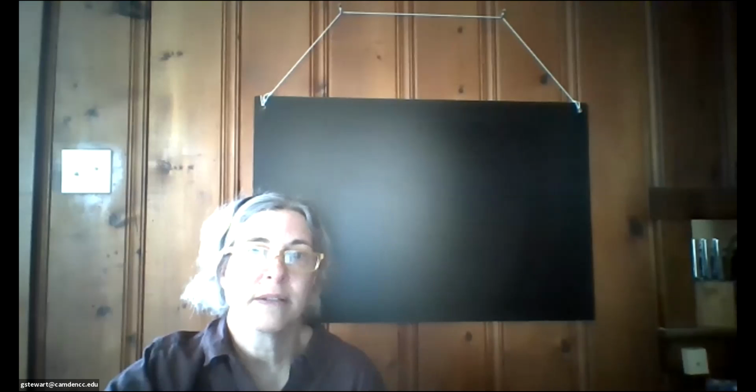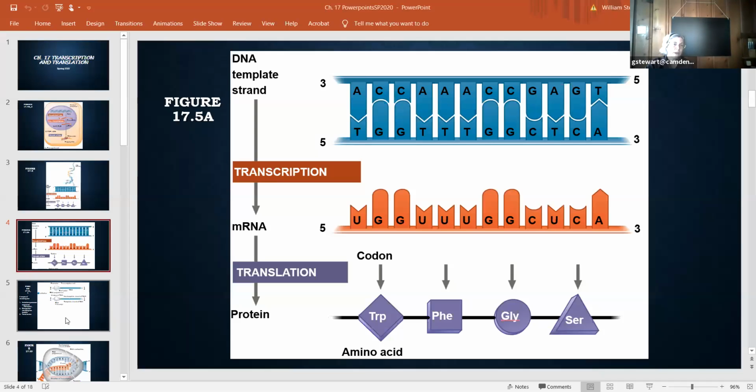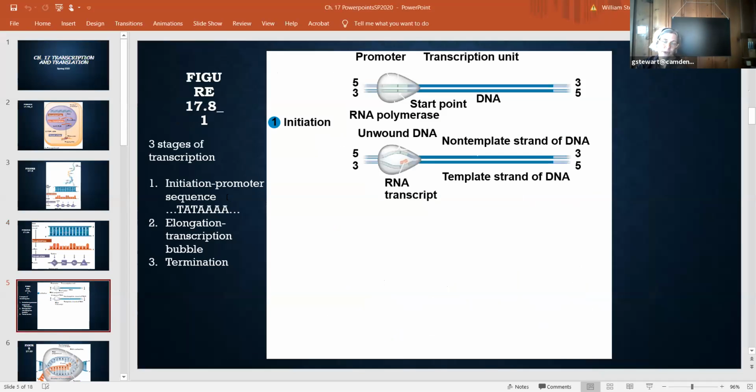So let's get rid of this and go back to this. What you need for the process of transcription, there are 3 parts to it. The first part is initiation, the second part is elongation, and the third part is termination. It's just like the words sound. Initiation is getting the process started. Elongation is adding nucleotides, and termination is ending the process when you get to the end of a gene.